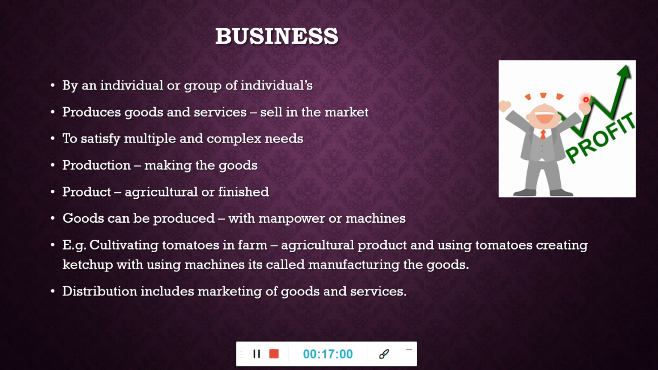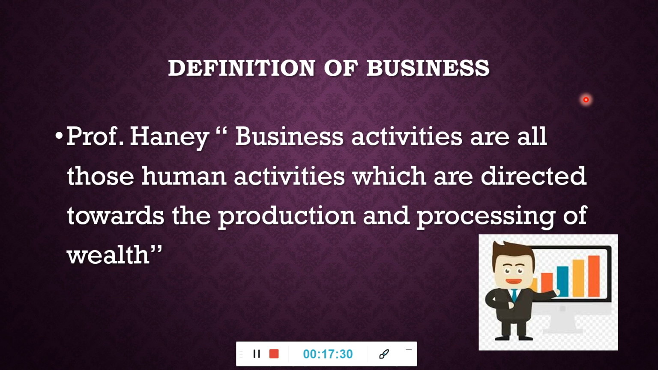So distribution includes marketing of goods and services, which means marketing is not only advertisement, it is your transporting, your logistics, your warehousing, or advertising as well. So all this facilitates what? Transfer of goods from your producer to the final consumer. It is called your distribution. So this is the whole thing about business. We will move to the next part.